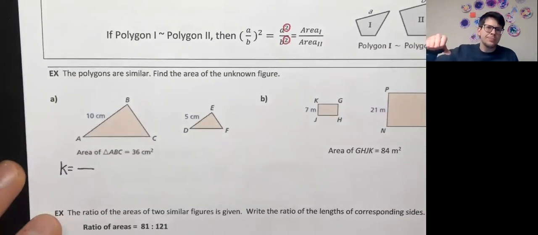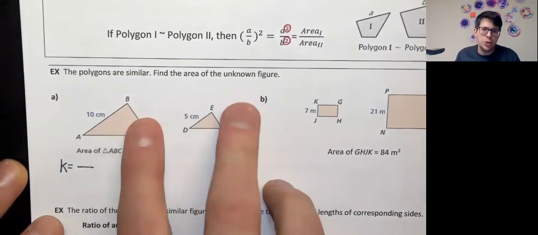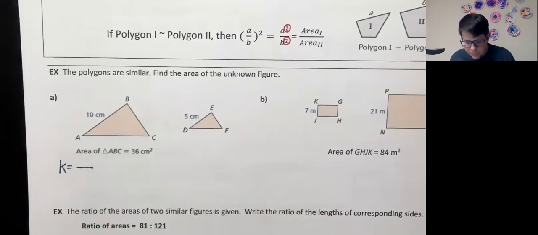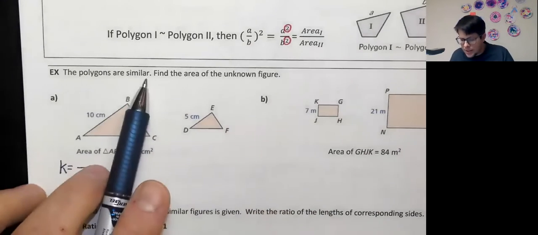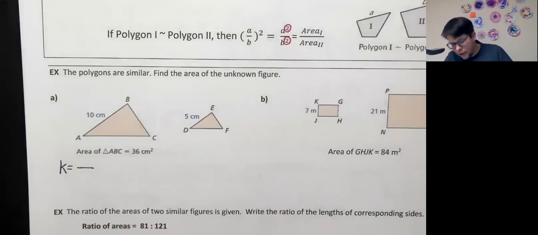Let's try some out. So for our first example right here, we have two triangles with very little labeling, but we have just the right amount of information that we need. So it says the polygons are similar and we want to find the area of the unknown.